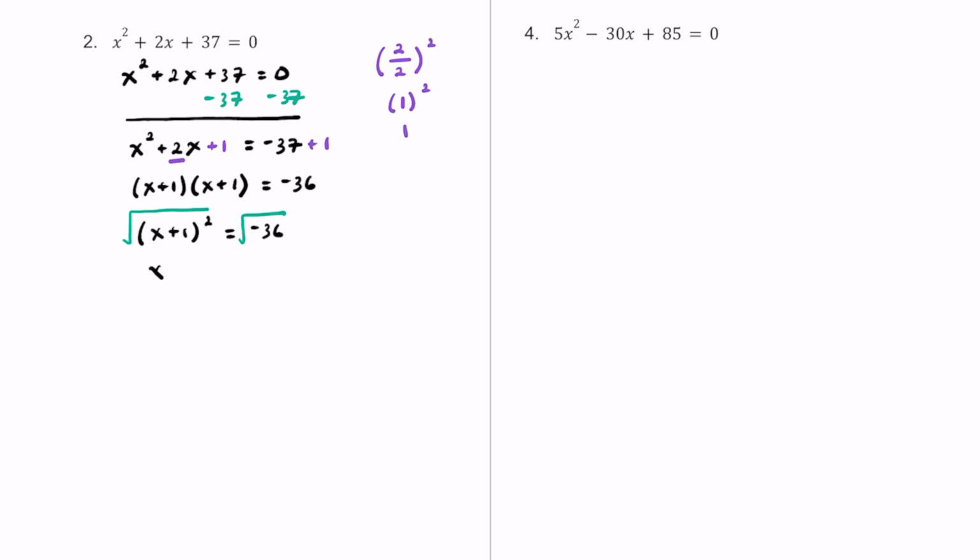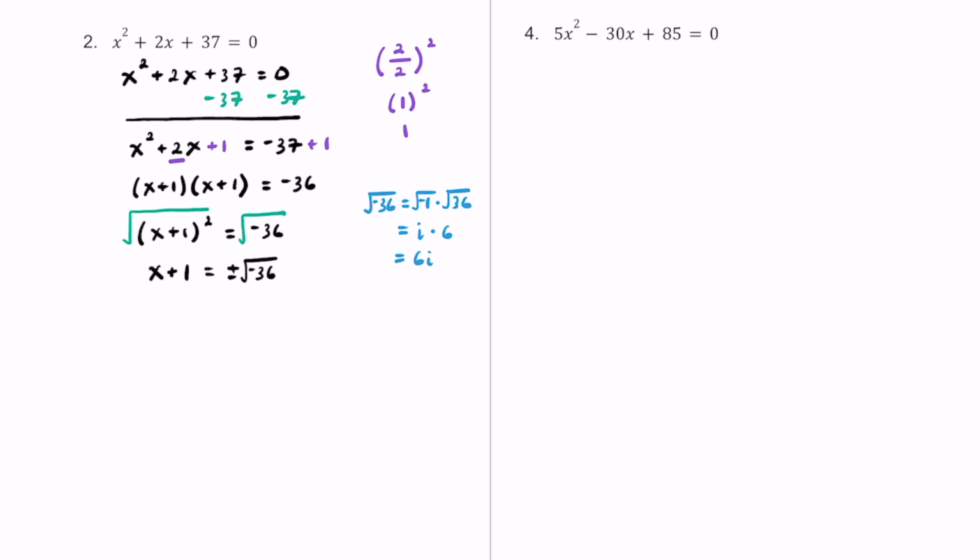On the left side, we're going to have this x plus 1. And on the right side, we're going to have plus or minus the square root of this negative 36. Now, when thinking about the square root of negative 36, what you want to do is separate that into the square root of negative 1 multiplied by the square root of 36. And remember that the square root of negative 1 is i, and the square root of 36 is 6. So we're going to get 6i here.